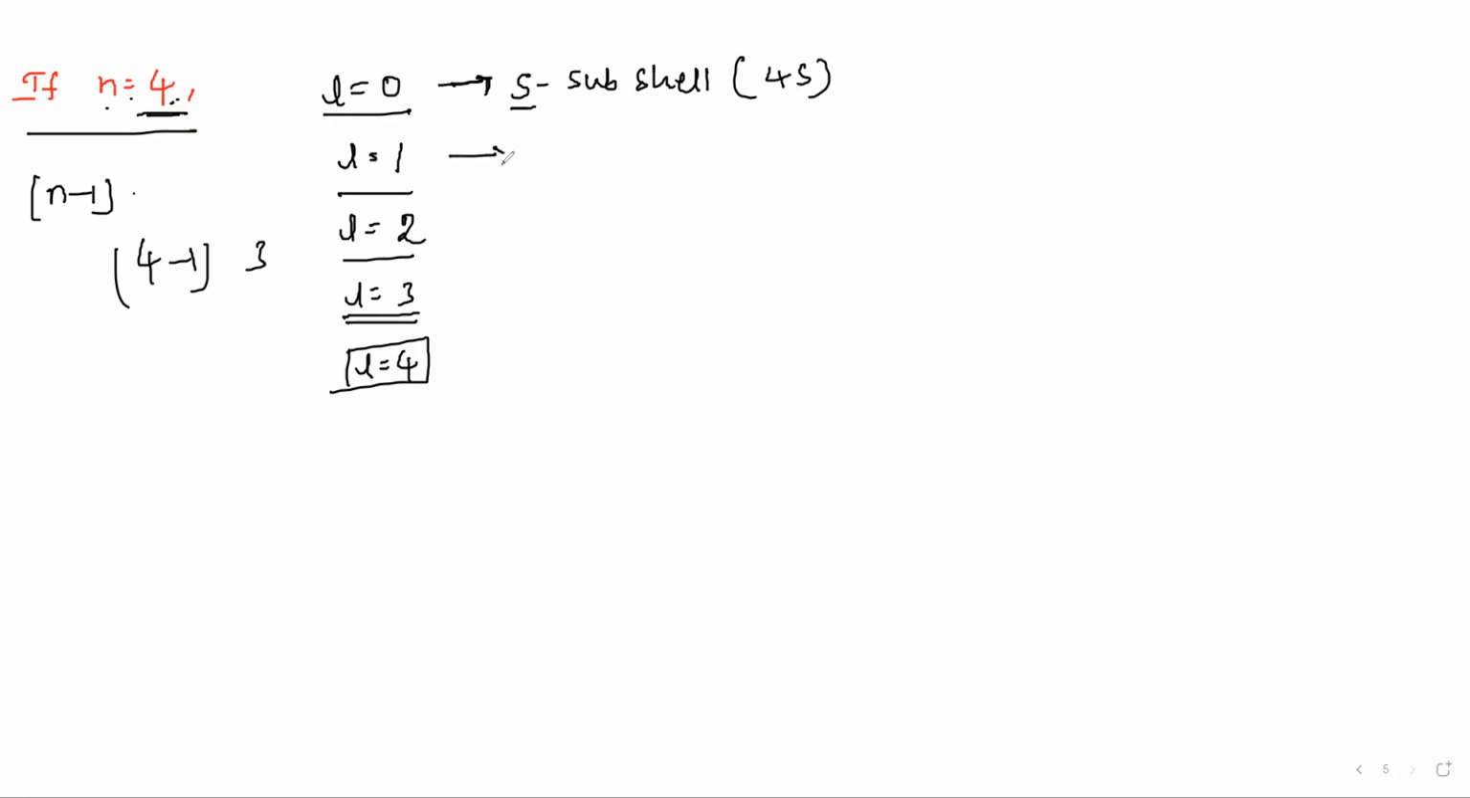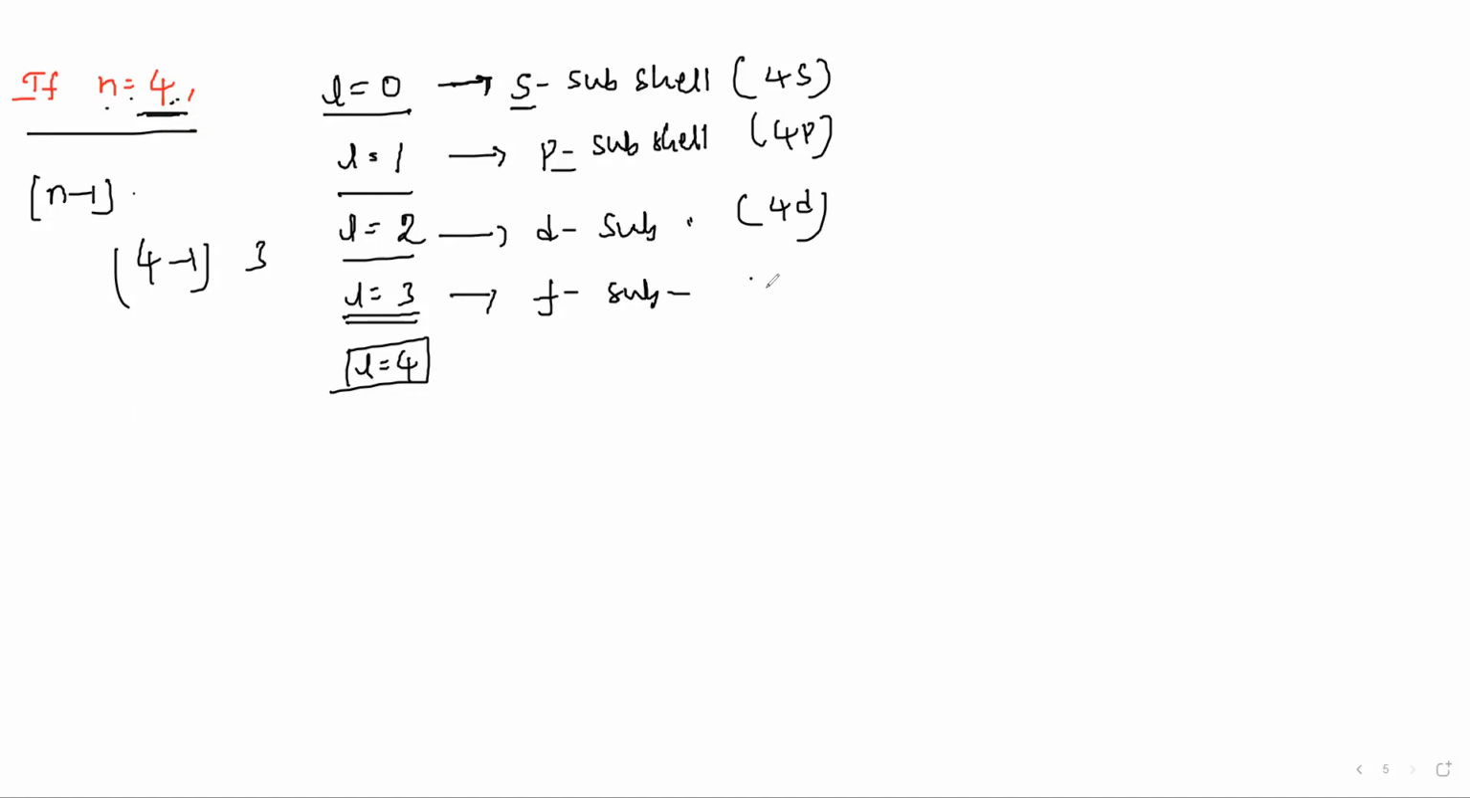And if it is L is equal to 1, what is this? P subshell. This P subshell belongs to the fourth shell, that's why 4P. If it is L is equal to 2, that is D subshell. This D subshell belongs to the fourth shell, 4D. And L is equal to 3, F subshell. This F subshell belongs to the fourth shell, that's why 4F. Okay, did you understand? I will give an example. We'll get the clarity now.